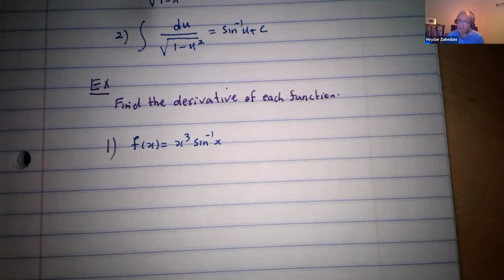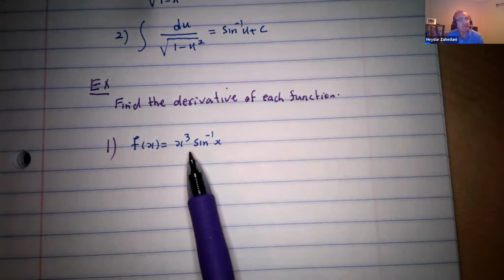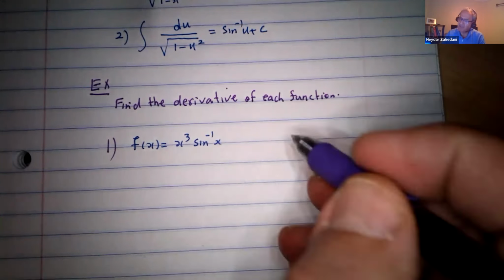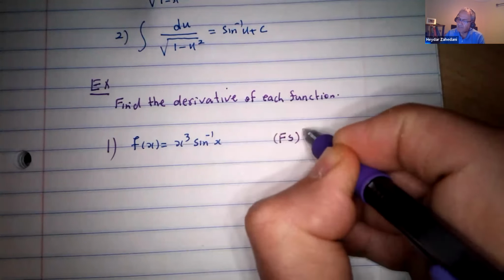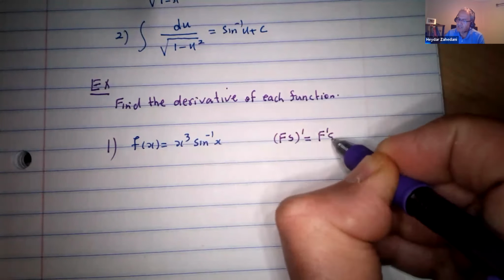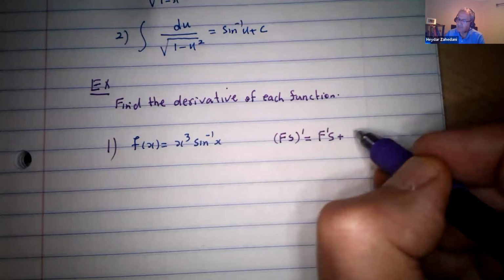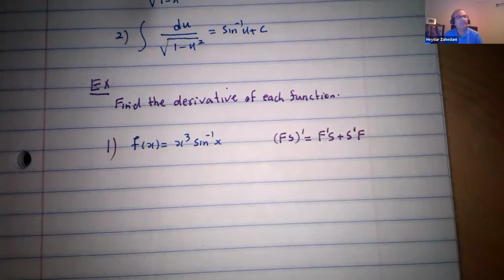As you can see, it's a product of two functions. The first function is x cubed, the second function is sine inverse. So you remind yourself that you have to use the product rule. It is the derivative of the first one, f prime, times the second one, plus the derivative of the second one times the first one. So you recognize the formula and then you just do it. So what's going to be the solution?